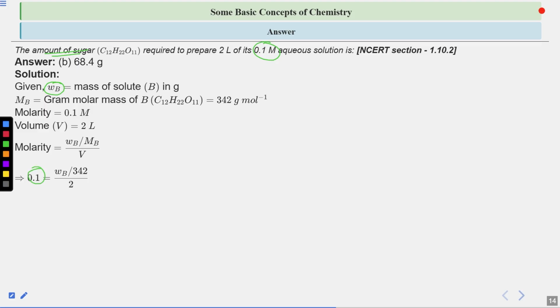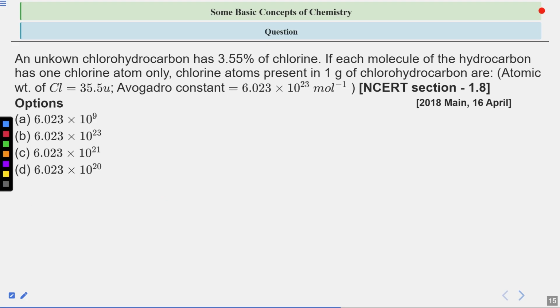The molar mass of C12H22O11 is 342, and the volume is given as 2 liter. So here it is your 2 liter. Therefore, your correct weight of the solute is 68.4 gram.